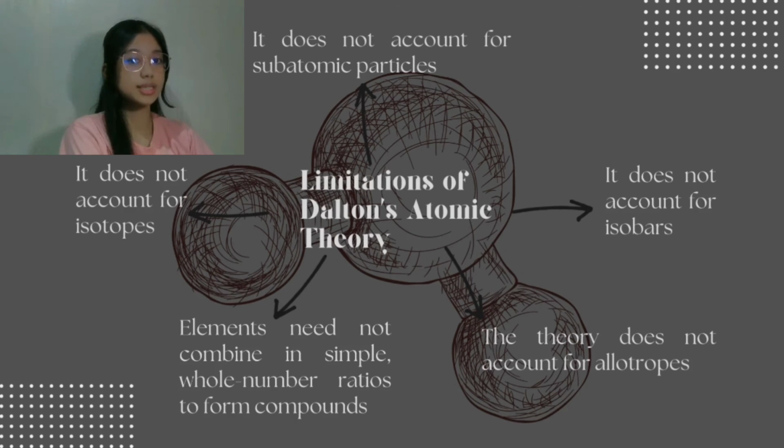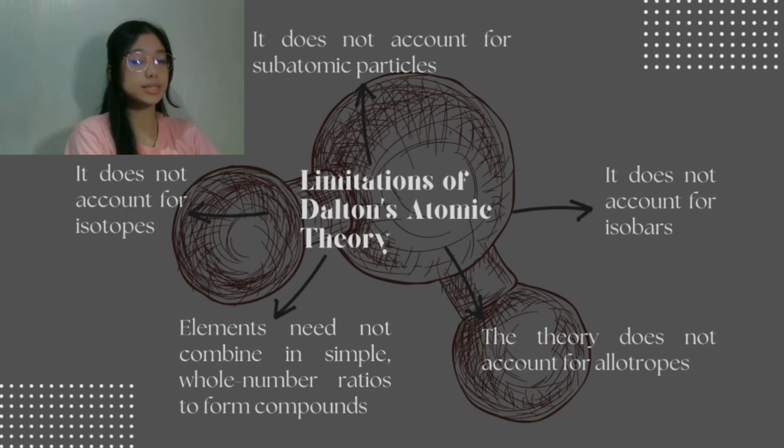Then the fourth one is that elements need not combine in simple whole number ratios to form compounds. Dalton asserts that compounds are created when atoms from various elements combine in simple whole number ratios. This is not observed in complex organic compounds like sugar.